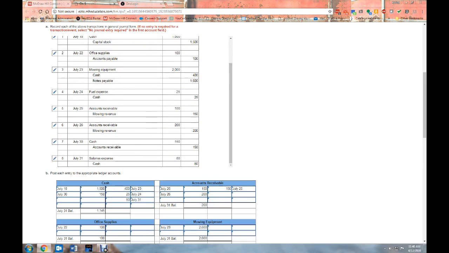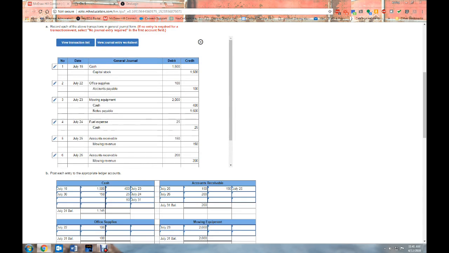And next chapter will be adjusting entries. What happens when some of this stuff changes? We'll change our journal entries as transactions change, and then we'll do another trial balance. That's called our adjusted trial balance.